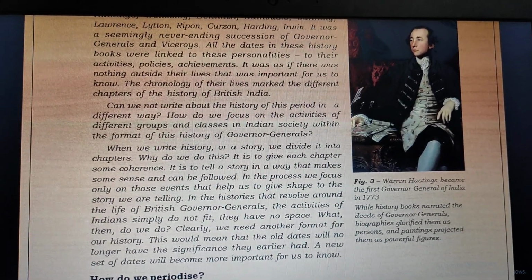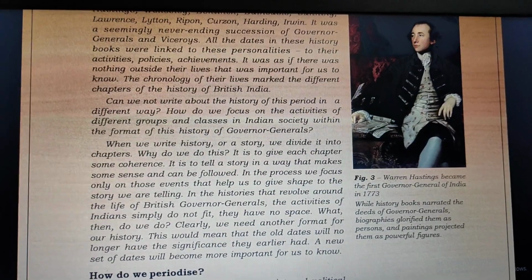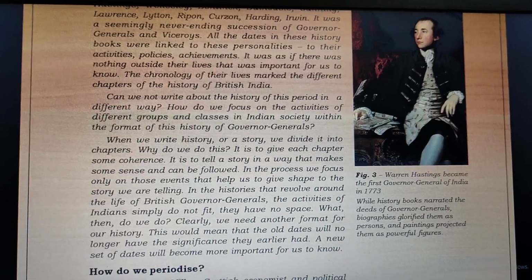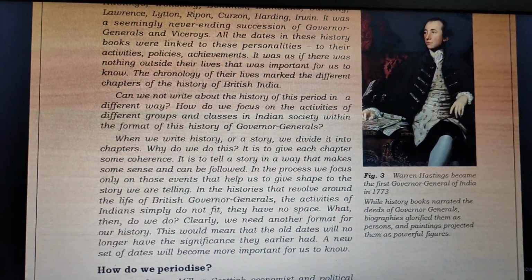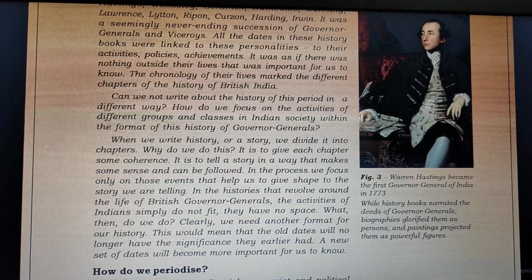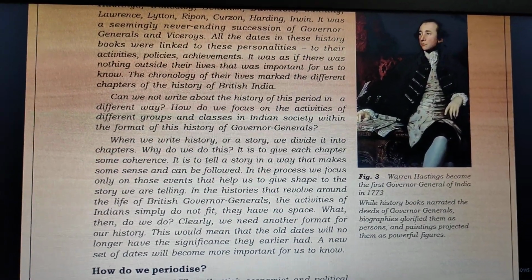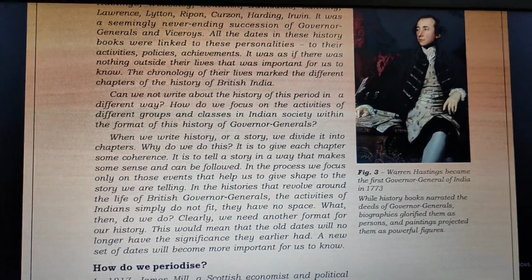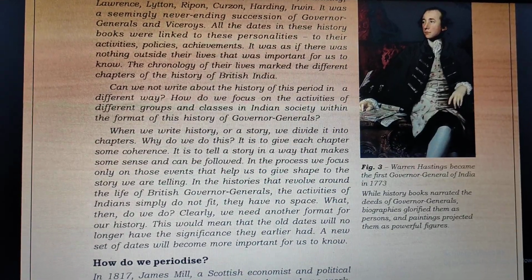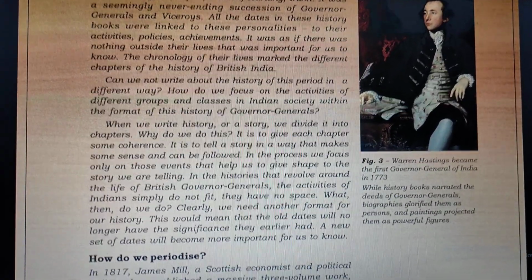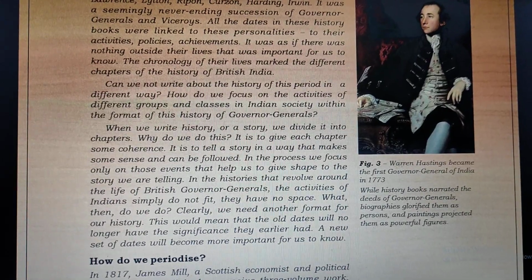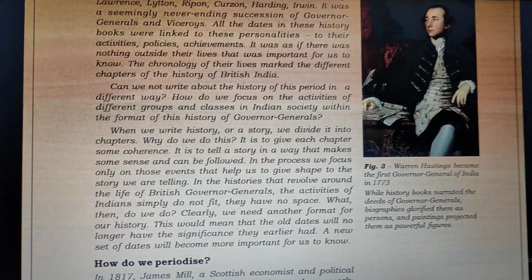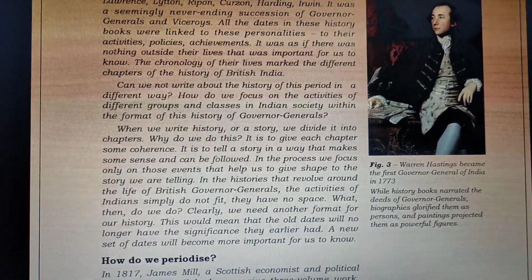What then do we do? Clearly, we need another format for our history. This would mean that the old dates will no longer have the significance they earlier had. A new set of dates will become more important for us to know, right? Because when we talk about British history, they will have their own set of events. They will have their own set of significant dates. But when we write the same history, the same events, from the Indian perspective, we'll have another set of significant dates, right? We'll give history another shape.